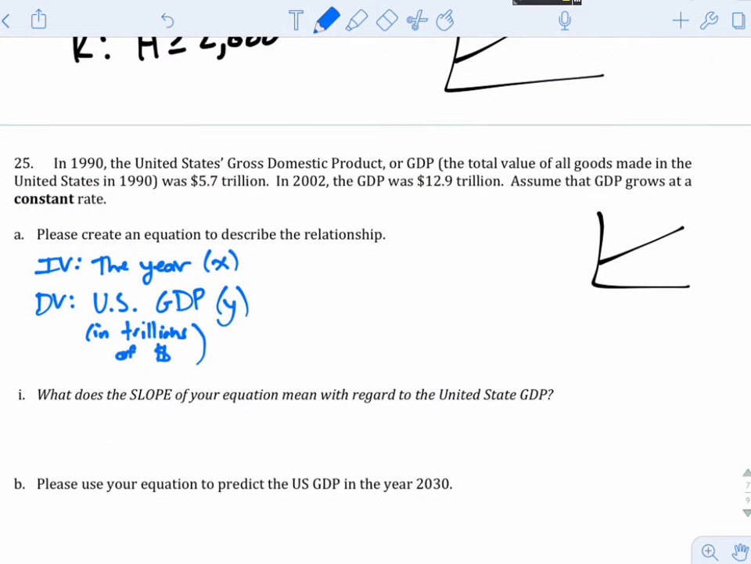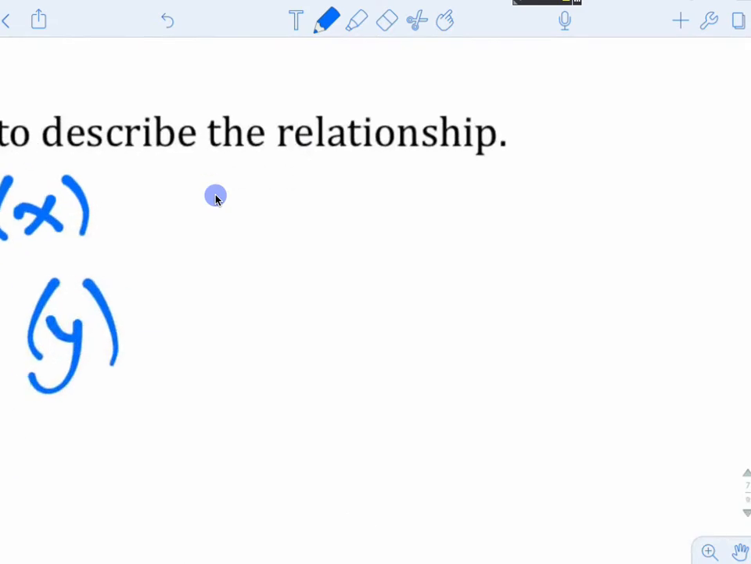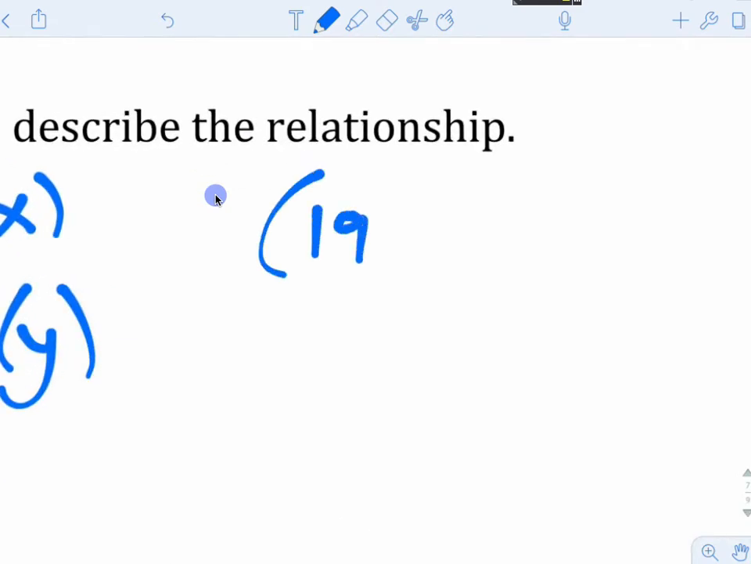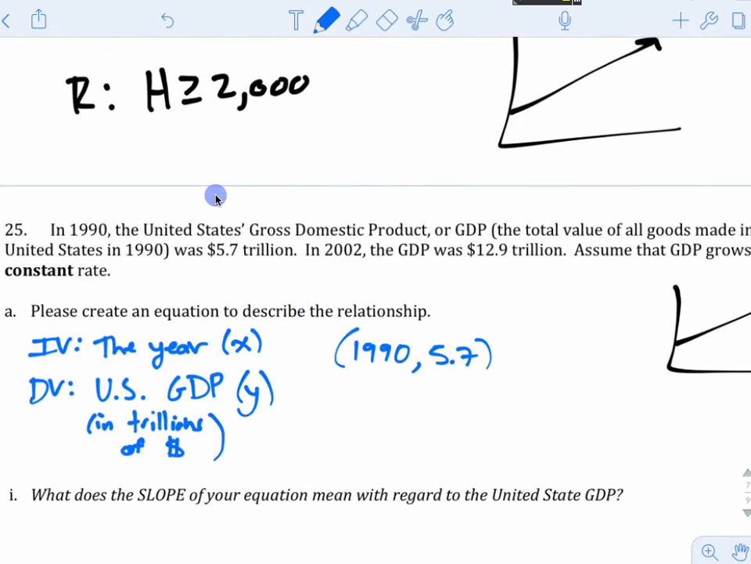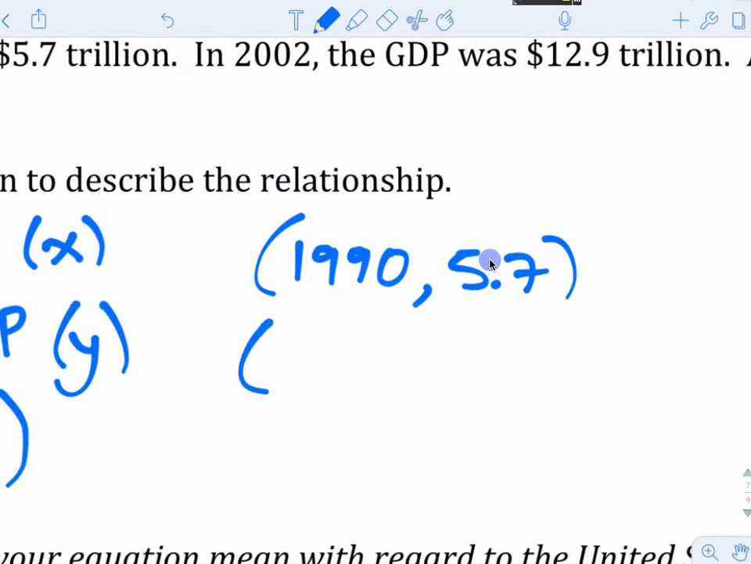All right, so now from this information, we can get two data points. In 1990, the GDP was $5.7 trillion. So I'm going to create the data point in 1990 when our independent variable was 1990. Our dependent variable was 5.7. That's pretty cool. All right, I'll take it. In 2002, the GDP was 12.9 trillion. So when our independent variable was 2002, our dependent variable was 12.9.